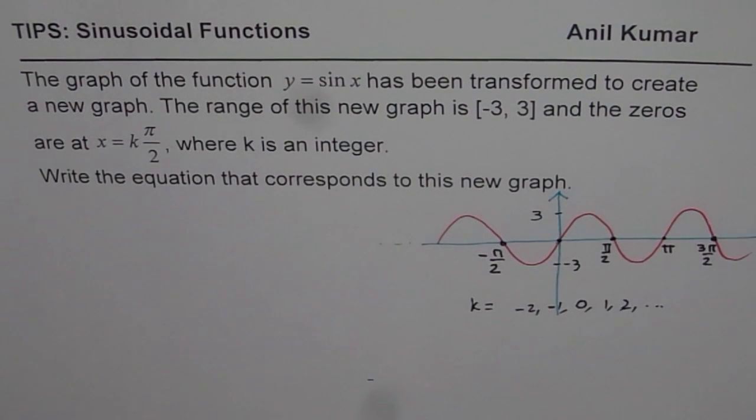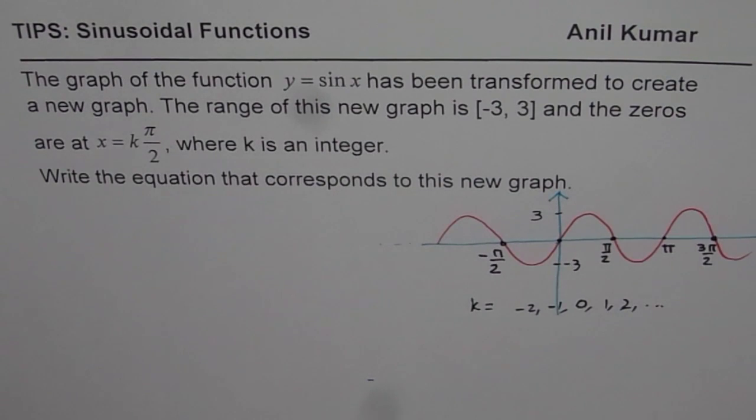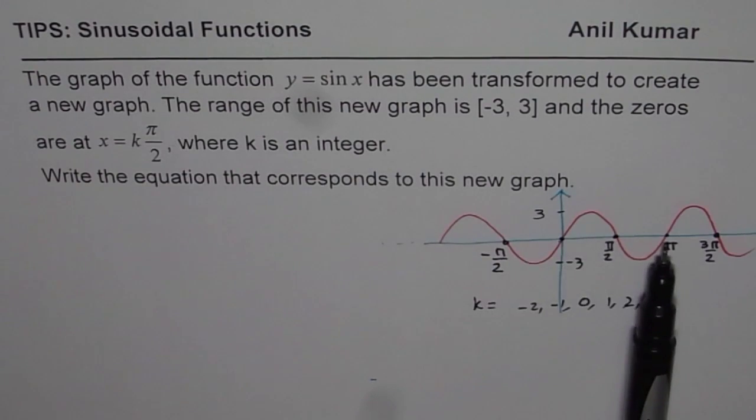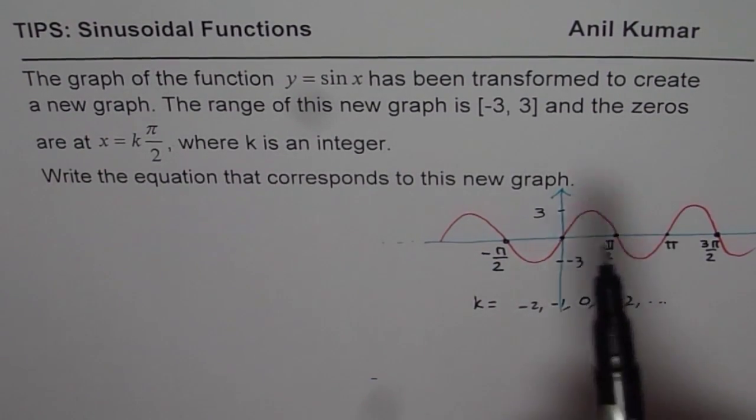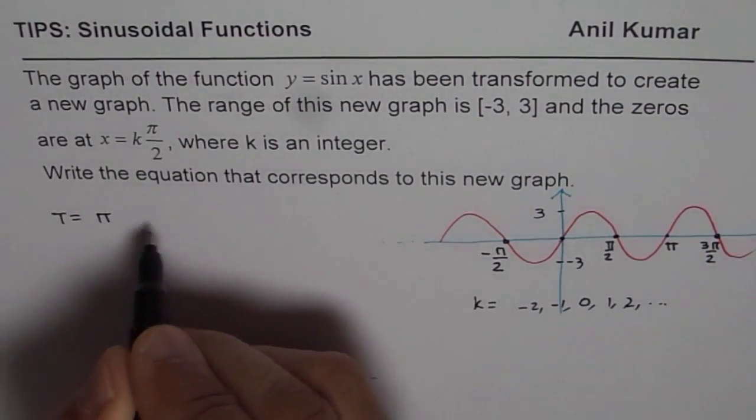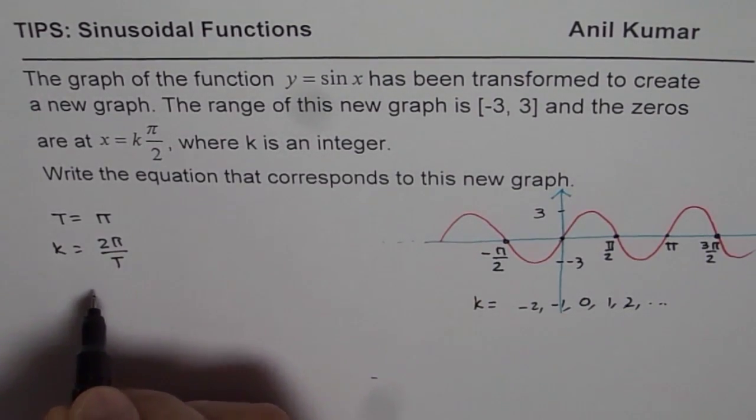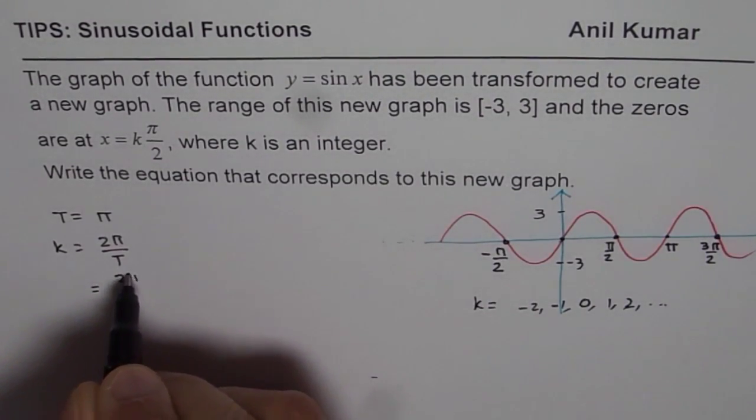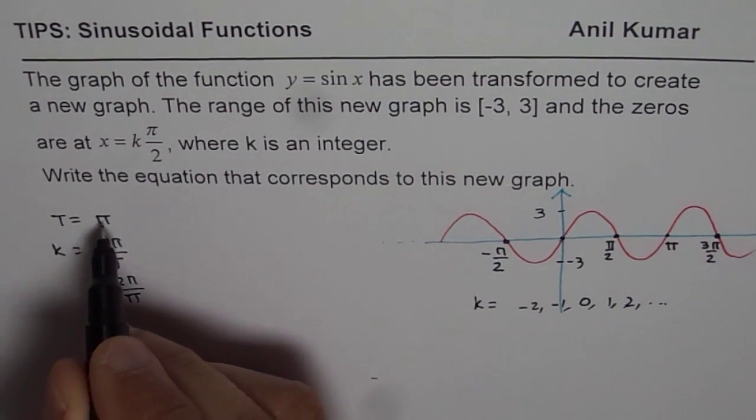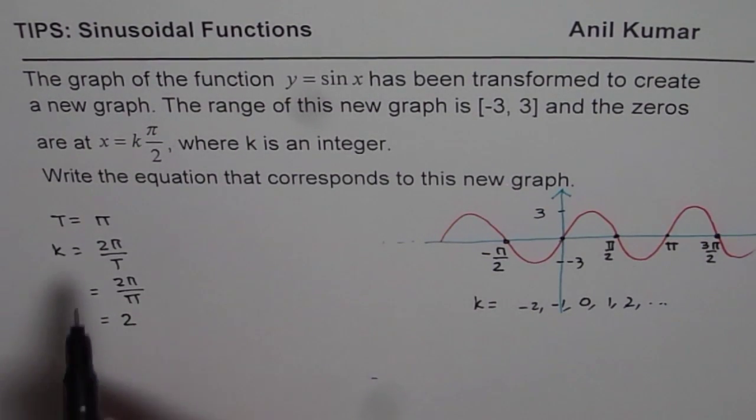Once you have the graph, then it becomes easier to find the equation. Otherwise, you might make a mistake. A common mistake which I have seen is about the time period. Now the time period here is pi, not 2 pi. So we can say the time period is pi. That means the value of k should be 2 pi by T, which equals 2 pi by pi. So the time period here is pi, and the value of k is 2.